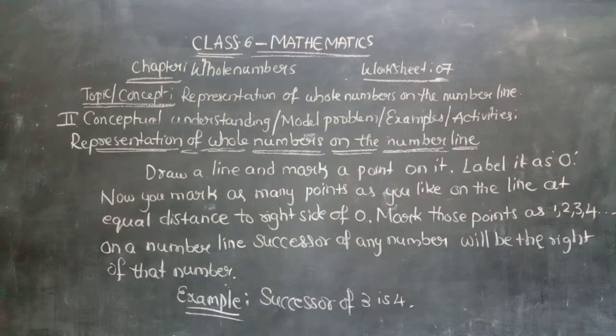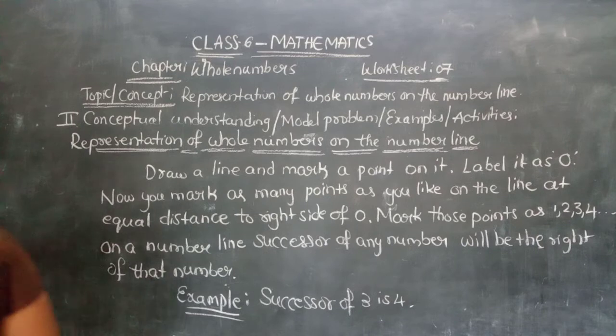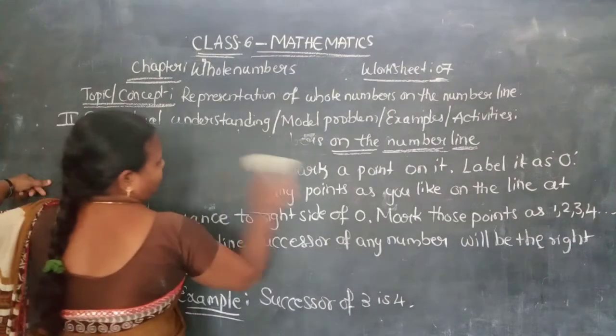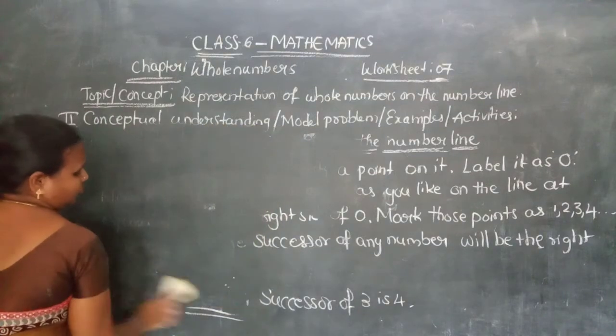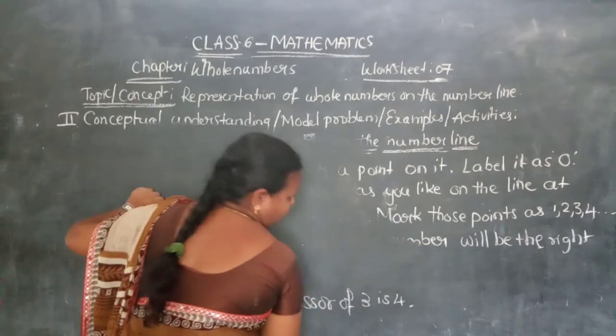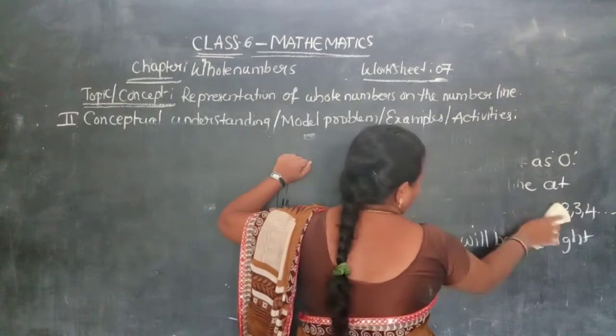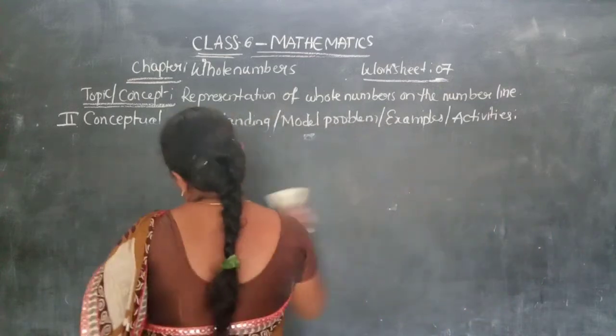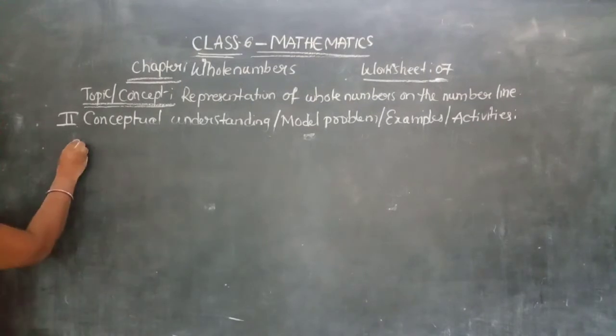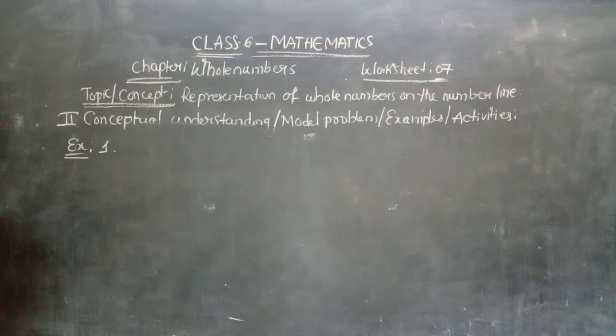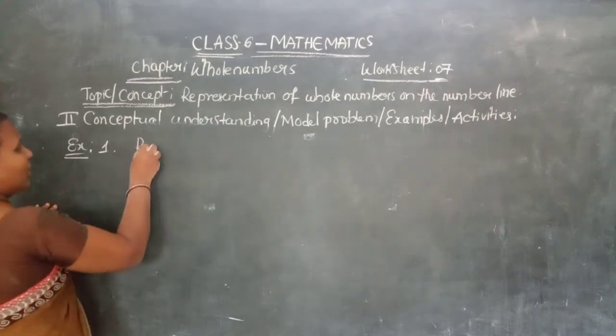Okay, is it finished? Let us see some examples for representation of whole numbers on the number line. Example 1. Represent 5 on the number line.